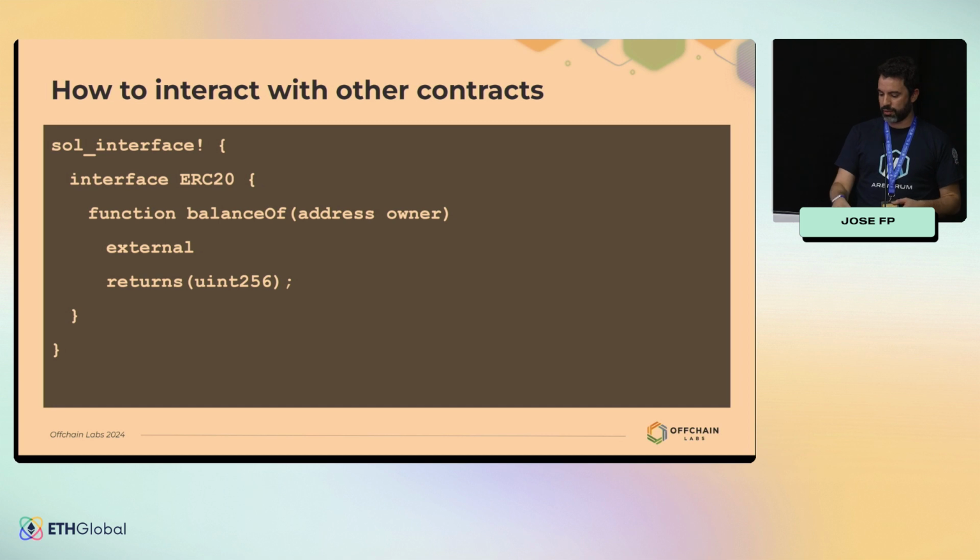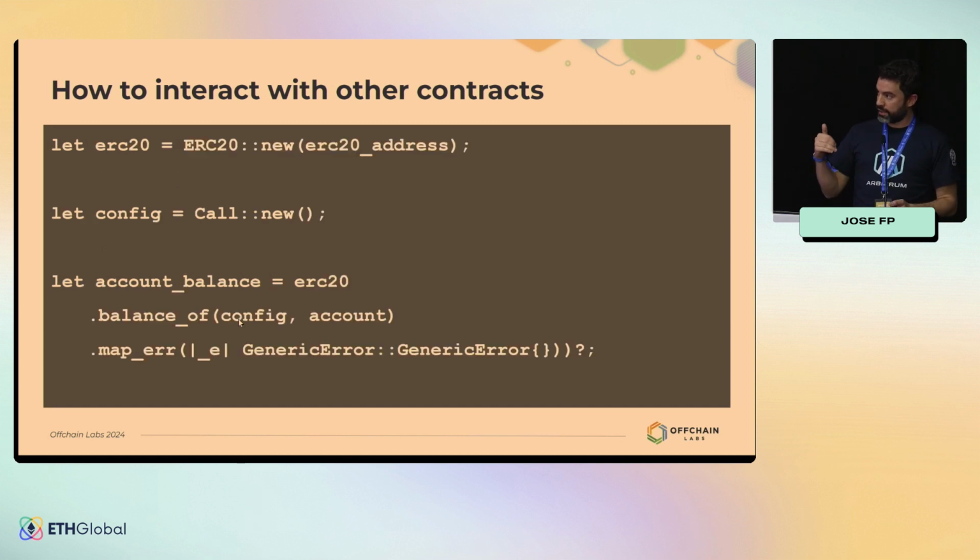So this is an example of a Rust program that is declaring a Solidity interface. And notice that we are declaring the interface as we do in Solidity. We are actually using the same syntax as Solidity. Balance of is written in camel case, and actually this is a signature that you use in Solidity, right?